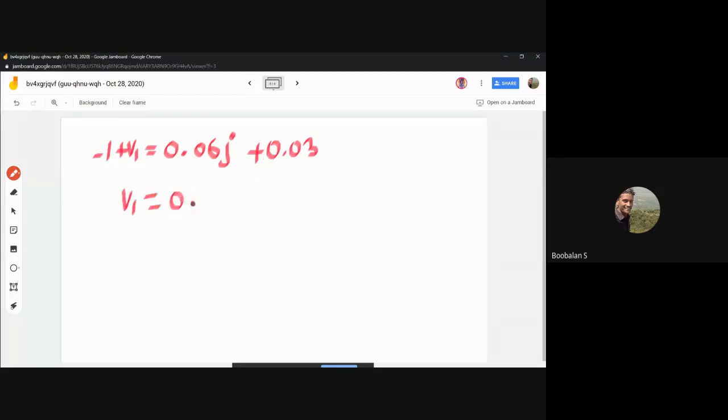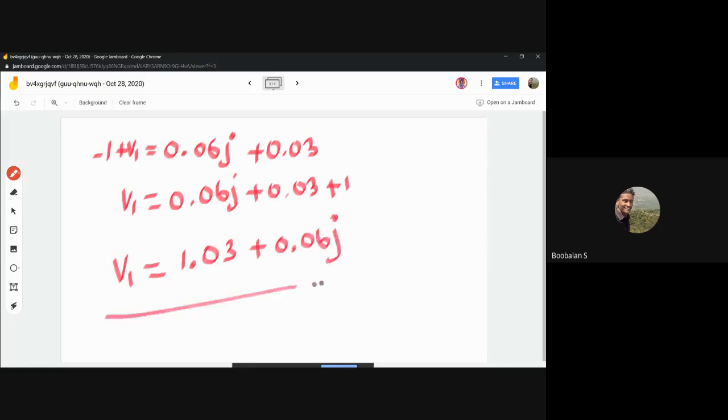So 0.06 plus 0.03, and minus 1 now becomes plus 1. So the final value for V1 is 1.03, right? So 1 plus 0.03 plus 0.06j. This is the V value, so this is my V1 value.